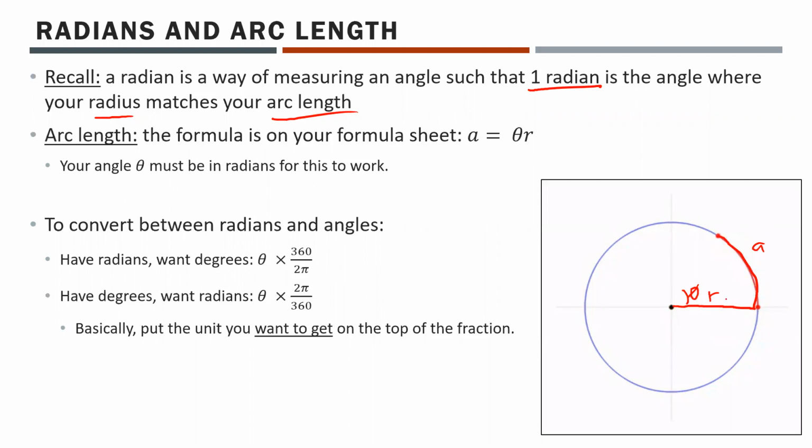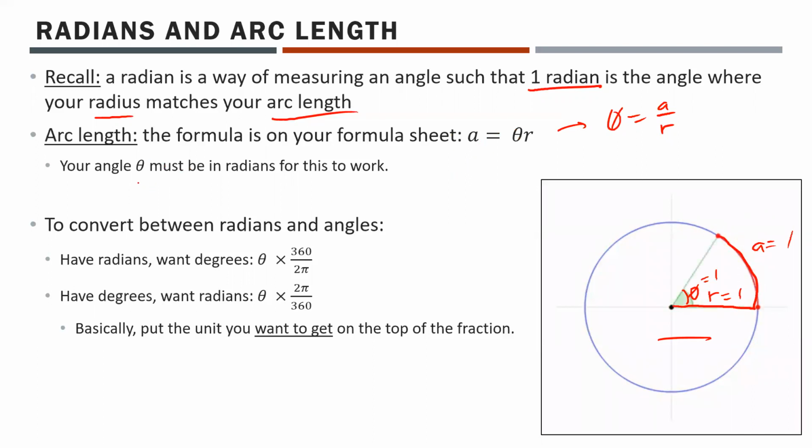So if, let's say, our radius was just 1, and we had 1 radian as our angle, then our arc length would also be 1 unit long, right? So arc length, just by the way, the formula on your formula sheet is A equals theta times R. I think it's actually a little different on your formula sheet. I think it's theta equals A over R, but it's easy enough just to rearrange that. You just times by R on both sides and you got it, right? So if you're ever wondering what your arc length is, you can use this formula to find it.